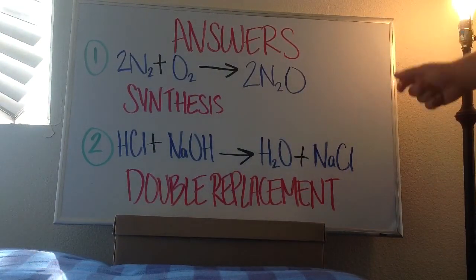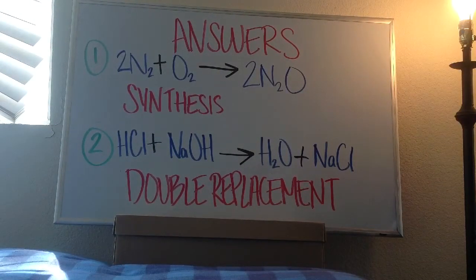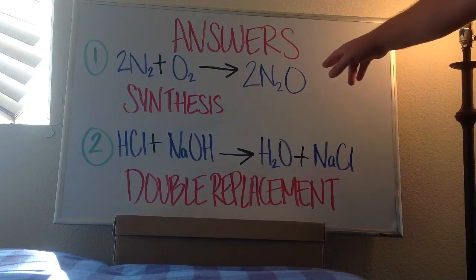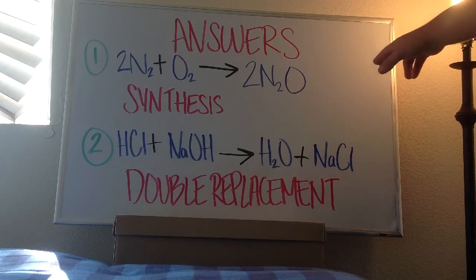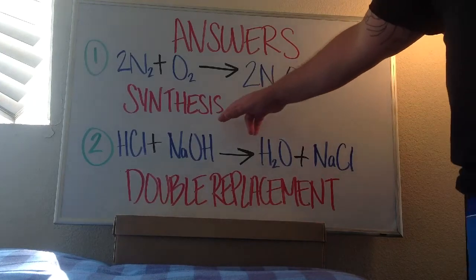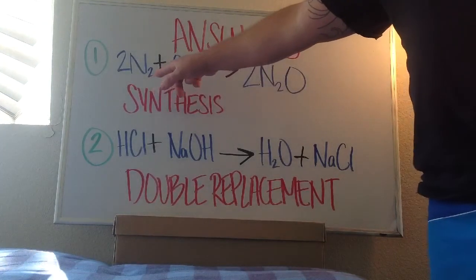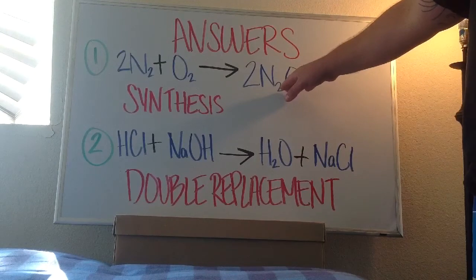Answers. Problem 1: 2N2 plus O2 gives the product 2N2O. This is synthesis, taking two and making it into one building.